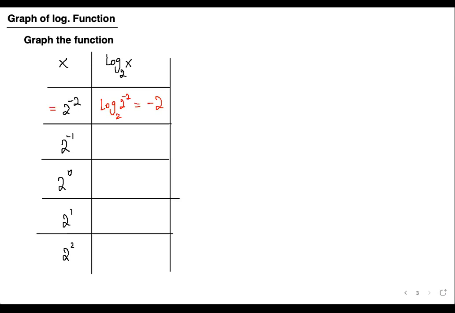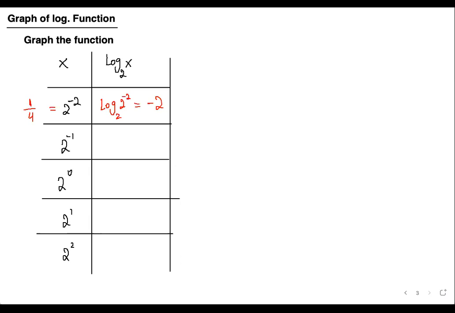But actually this is 1 over 4. Why? Because it's equal to 1 over 2 to the power 2, and 2 to the power 2 is 4. The negative means we have to move the number from the numerator to the denominator.